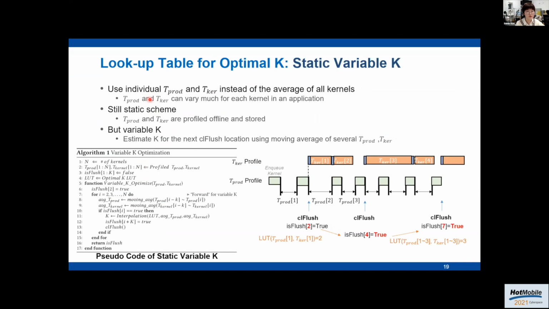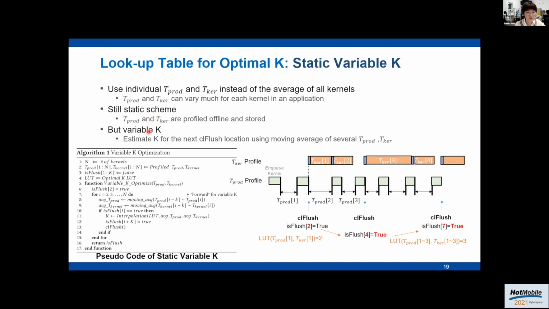The second scheme is static variable k. In this scheme, we use individual tprod and tcur instead of the average value of all kernels. This scheme can be effective when the tprod and tcur of each kernel can vary a lot.